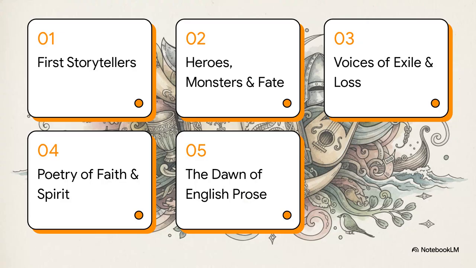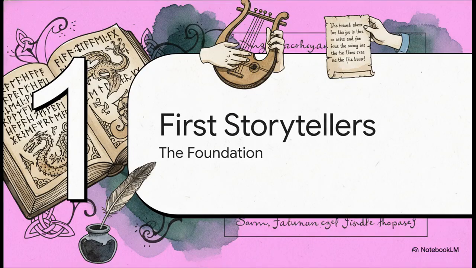So here's our game plan. First, we'll look at how these ancient stories even survive to this day. Then, we're going to jump into the 3 main flavors of their poetry: heroic, elegiac, and Christian. And to wrap things up, we'll see how English prose was born, a nice, clear structure to help you organize your notes. Okay, section 1.